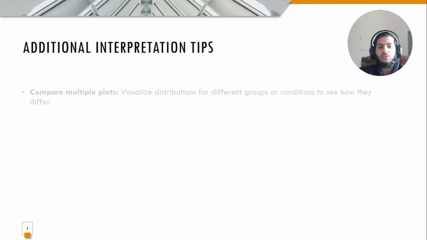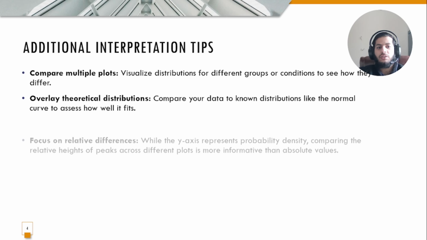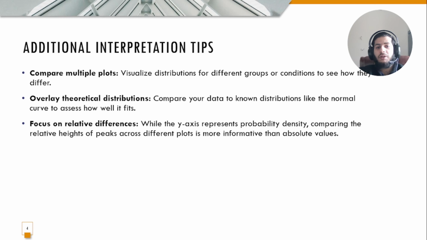So the next one would be some additional interpretation tips. We can compare multiple plots, which means that we can visualize distribution for different groups or conditions to see how they differ. We can overlay theoretical distributions and focus on relative differences, okay?